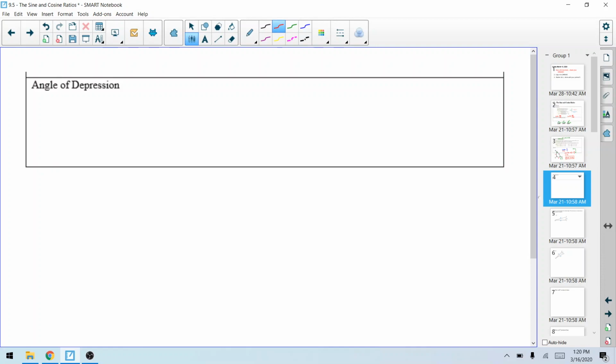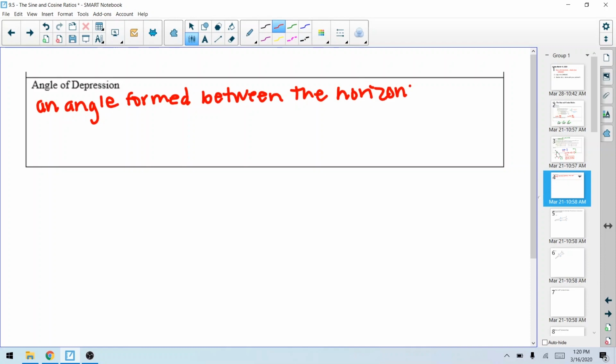Last theorem, angle of depression. An angle of depression is an angle formed between the horizontal looking down. Kind of the opposite of an angle of elevation. Remember, that one is the horizontal looking up.